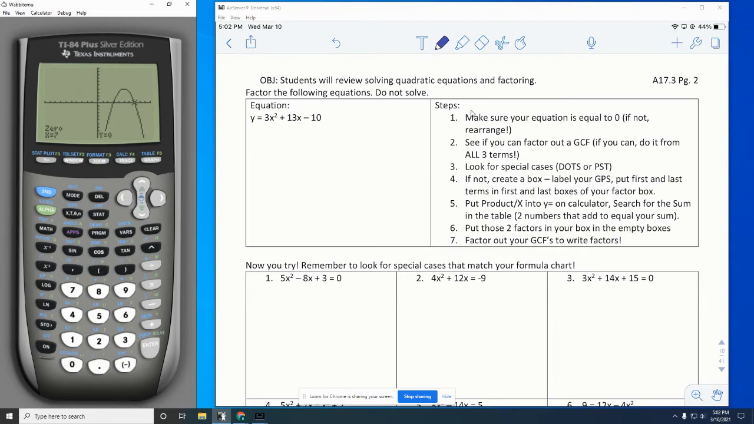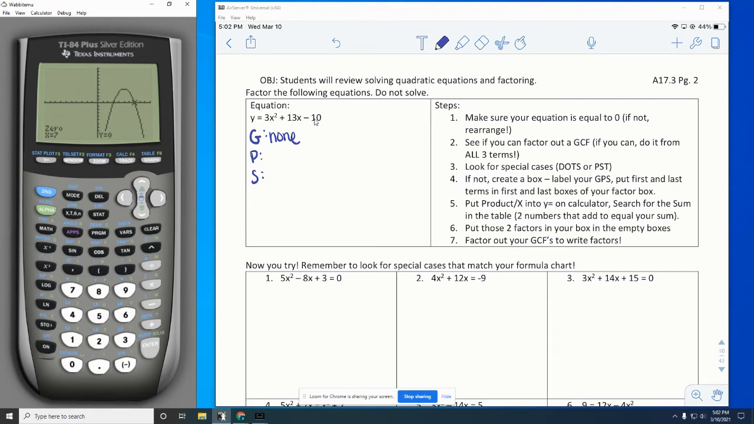First, make sure your equation is set equal to 0 or to y. If not, rearrange. So this one is. See if you can factor out a GCF. If you can, do it from all 3 terms. So I'm looking to see, is there a number that 3, 13, and 10 all share? There is not. So my GCF is going to be none because they do not share any numbers.